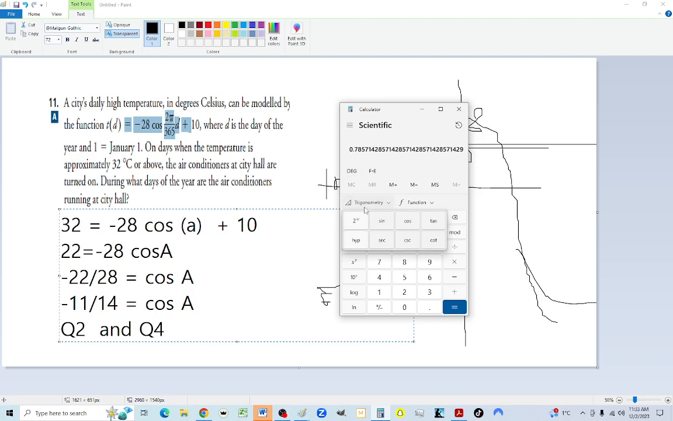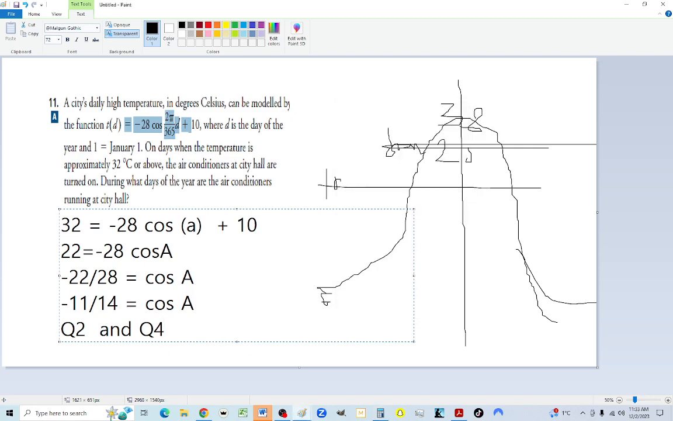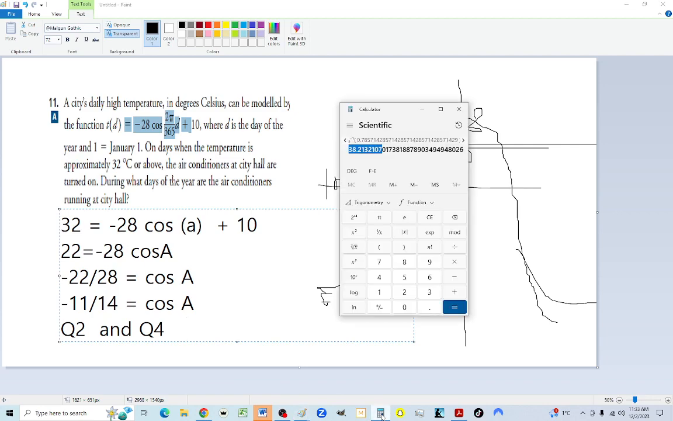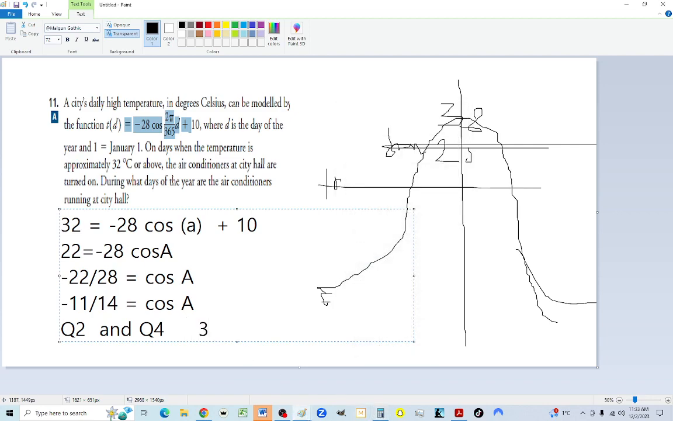We're going to hit arc cosine, and we discovered we're talking about 38.21 degrees. That is quadrant 1, because I used 11 over 14. What is that in quadrant 2? Well, that's going to be 180 minus that, which is going to be 141.79.